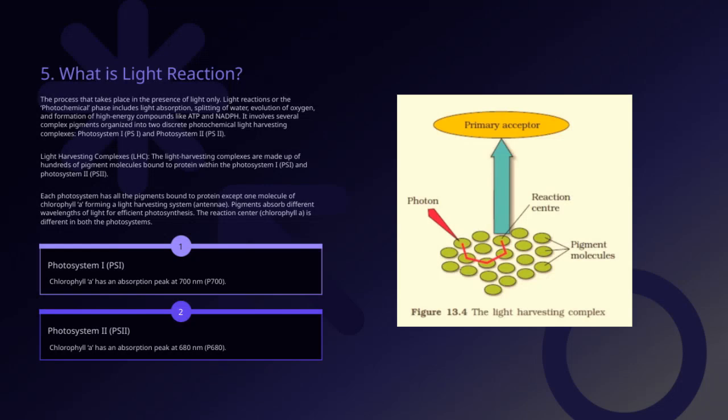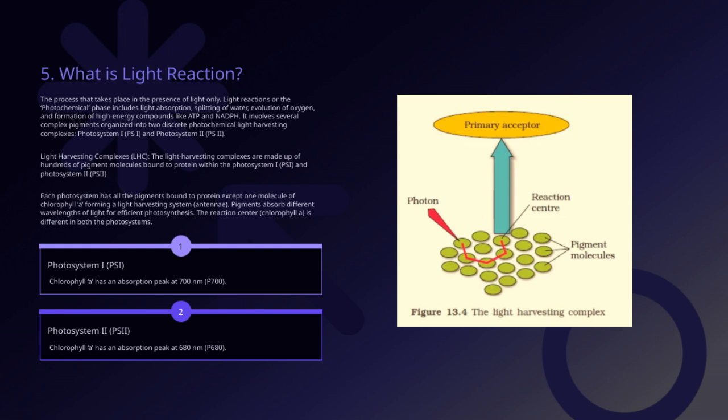On this slide, we're looking at the key components involved in the light reactions of photosynthesis. First, you'll notice that chlorophyll A has specific absorption peaks, one at 680 nanometers, known as P680, which is associated with photosystem II, and another at 700 nanometers, called P700, linked to photosystem I. These pigments are essential because they absorb different wavelengths of light, making the process more efficient.